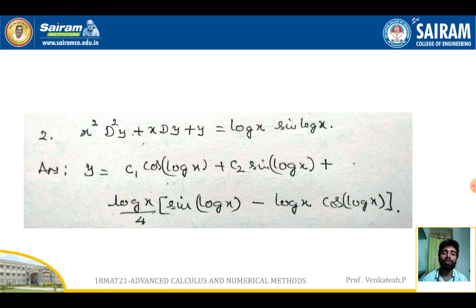Take one more assignment also, that is x square d square y plus x dy plus y is equal to log x sin log x. So on solving this equation, we will get a solution like y is equal to c1 cos log x plus c2 sin log x plus log x by 4 sin log x minus log x cos log x.